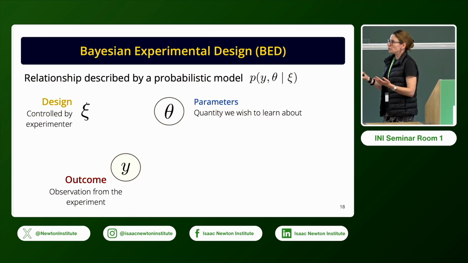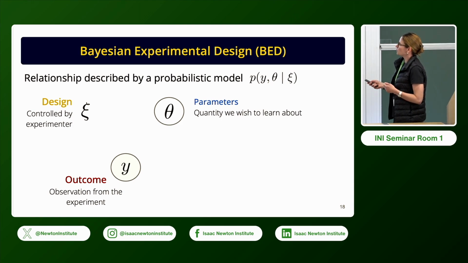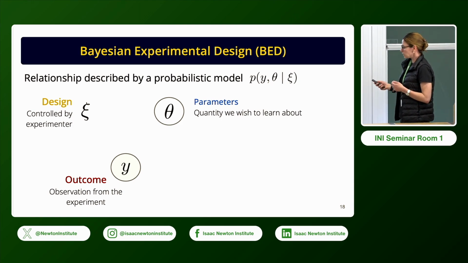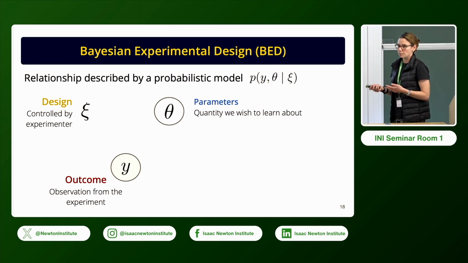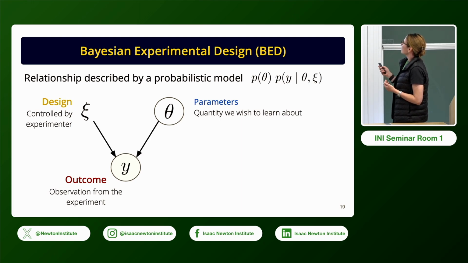And what we're going to do is describe the relationship between designs, parameters, and outcomes in a Bayesian probabilistic model. And specifically, we're going to assume that the model factorizes as a prior over the parameters and an observation likelihood, right? So the likelihood of the outcome given the unknown parameters and the designs.